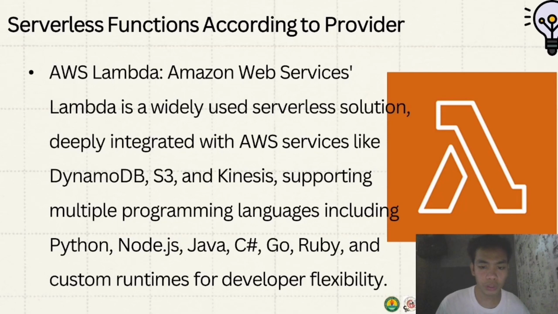This solution is one of the most popular in the serverless space, being one of the first to be introduced in the market. Lambda is deeply integrated with other AWS services, allowing developers to easily connect their functions with databases like DynamoDB, storage systems like S3, and streaming services like Kinesis.